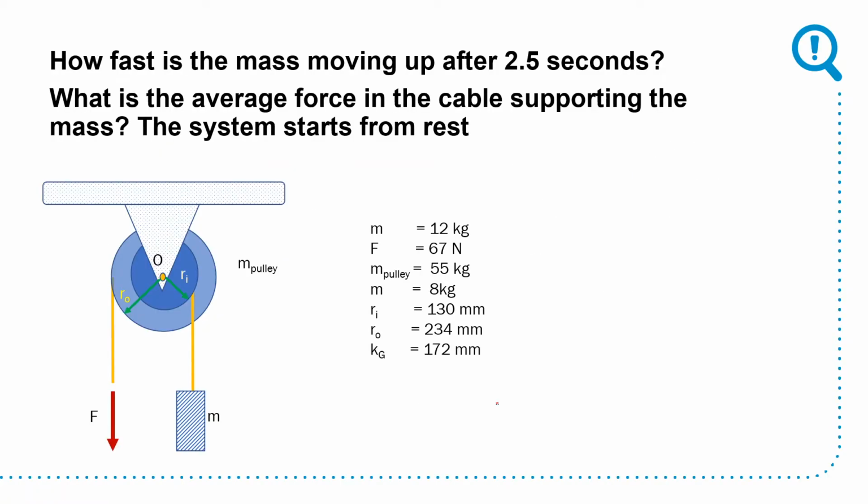Okay, and we can do more complex types of geometries, and we're looking at very complex geometries in a relatively simple way. And so here you have a mass that is attached to the end of this orange cord. The other end of the orange cord is a force F, which is acting downward, and you're given the mass of the crate, I'm going to call it, is 12 kilograms. The force that's applied is 67 newtons. Mass of the pulley is 55 newtons. Mass of the crate is 8 kilograms. Ri is 130 millimeters, so that's the inner radius. Ro is 234 millimeters, and the radius of gyration is 172 millimeters.